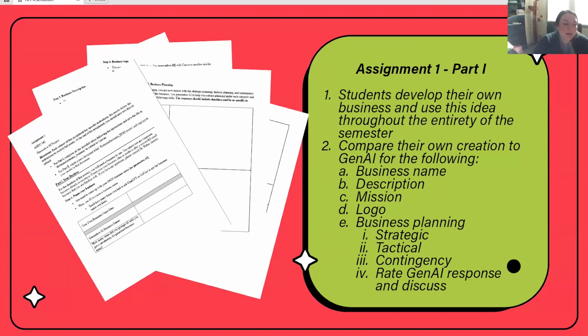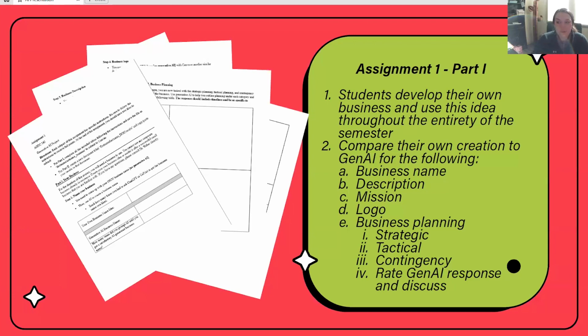So first assignment was they walked through everything on their own. And then they also used whatever source of Gen AI that they proposed. I didn't care if they used ChatGPT, Microsoft Copilot. I gave them resources to integrate each of them in a Canvas folder, but let them have some creative freedom there. Business name, description, mission, logo. So they got to use some image generators as well. They learned how much they hated them.